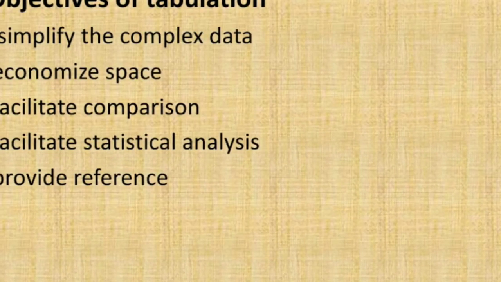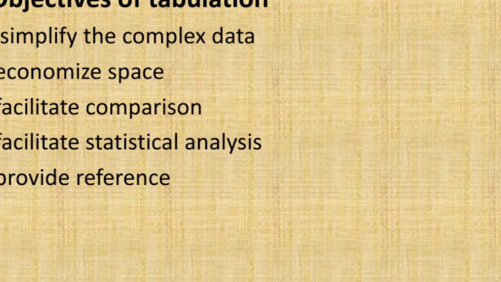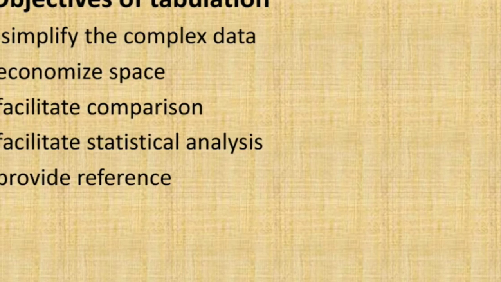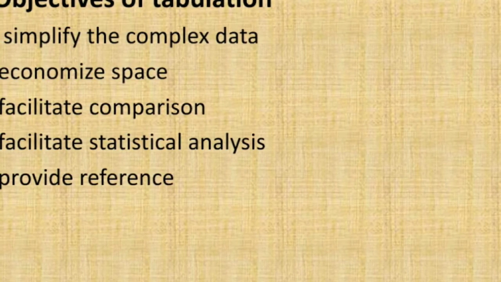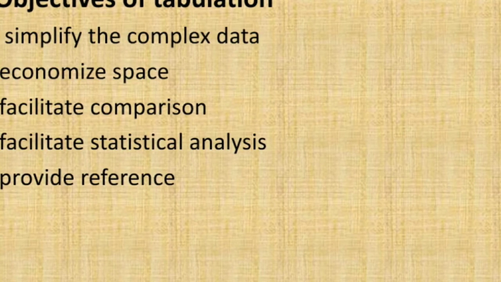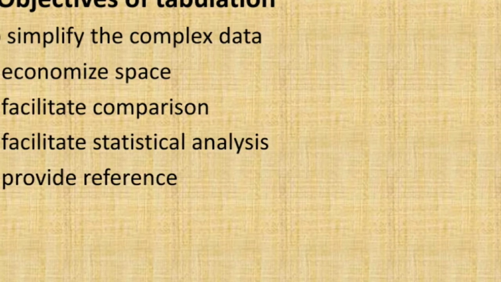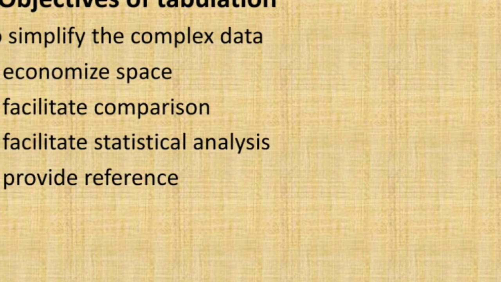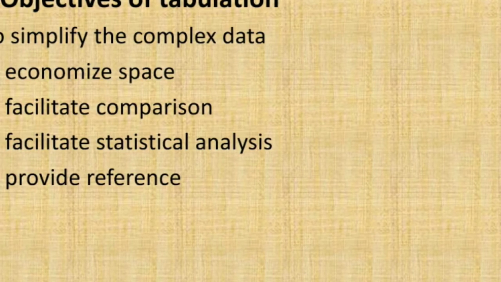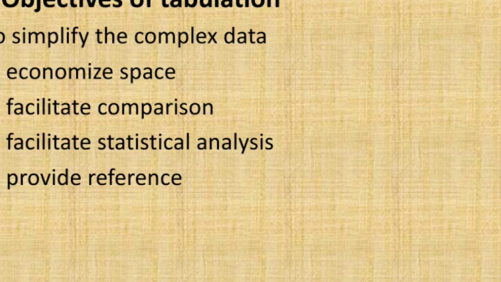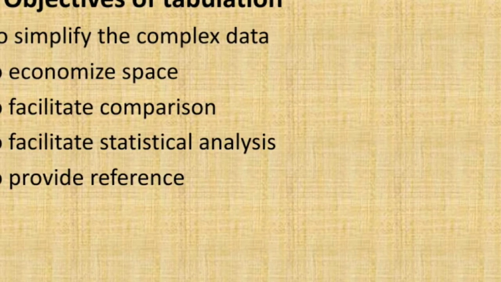Now let us discuss the objectives of tabulation. Here I have mentioned five objectives of tabulation. The first one is to simplify the complex data. The data you have collected may be complex. It is not understandable by anybody. What we have to do is simplify that data so that everybody can understand. That requires classification of the data and proper presentation of the data.